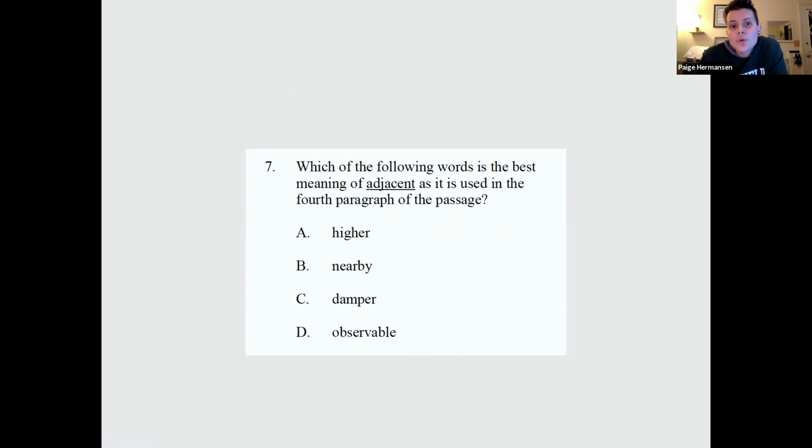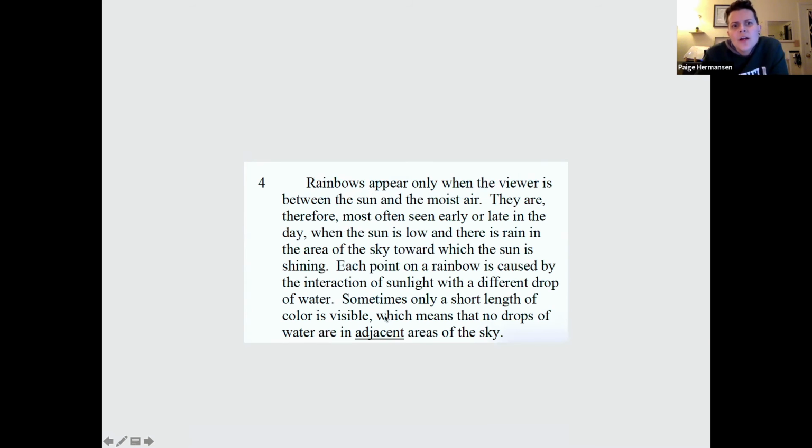Which of the following words is the best meaning of adjacent as it is found in the 4th paragraph of the passage? What do you know about the word adjacent when you normally encounter it? Sometimes this can help. Normally that means something right next to, right? Something close by. So I want to say B here, but let's go back to the passage just in case. I'm going to read a couple of sentences around it.